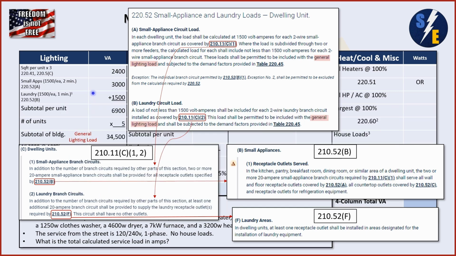Okay, so once we have these three numbers, we add them together and we come up with a subtotal per unit, which is 6900 VA. So that is our general lighting load per unit. So in order for us to get the general lighting load for the whole building, we have to multiply by our number of units. Now this is a 5-plex, so 6900 times 5 is 34,500 VA, and that is our building general lighting load.